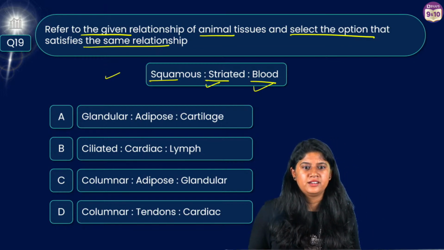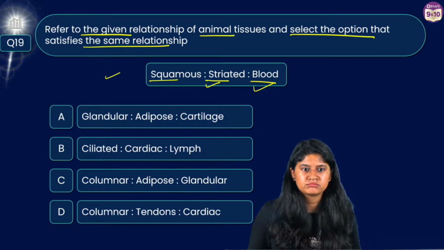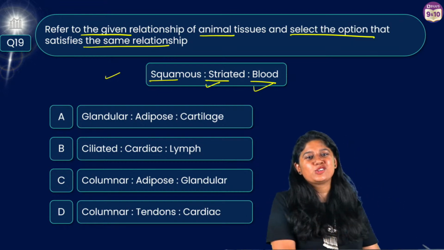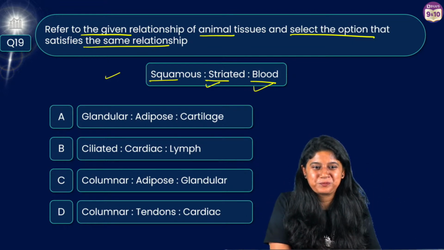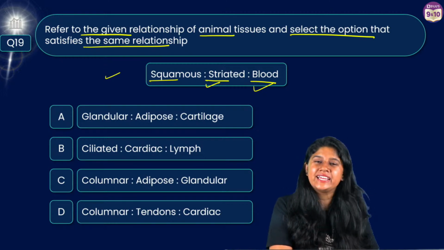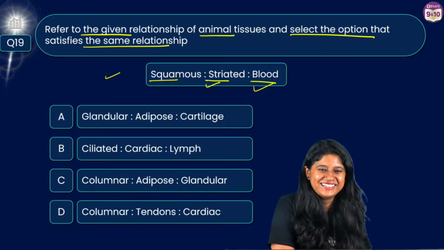Yes. See, if you're coming to class, please stay focused. Okay, I gave you the hint also, children. Arre Monish, I haven't even said any option yet. Monish is asking me, ma'am, why not B? Why not D?